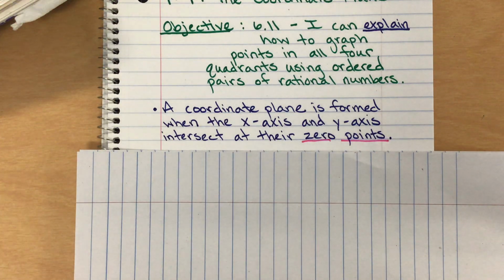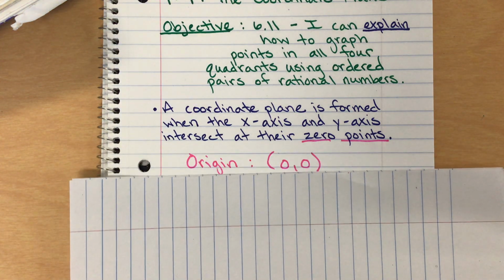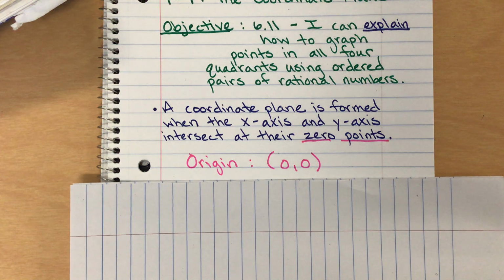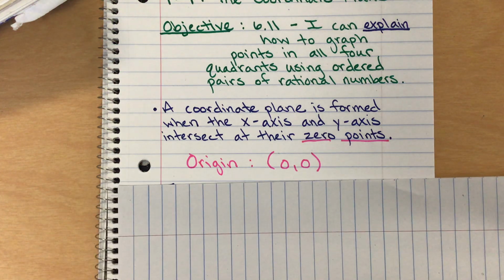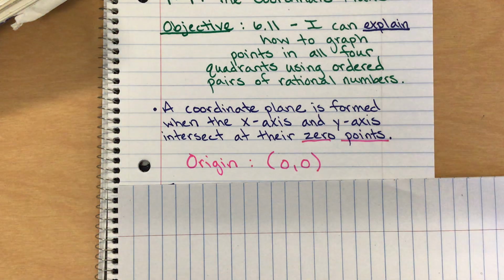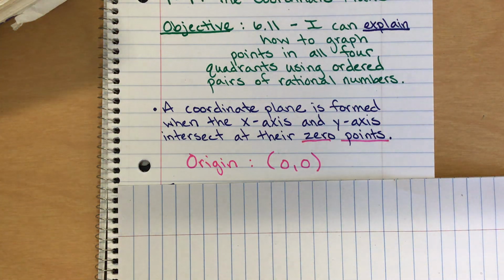So what is a coordinate plane? Well, a coordinate plane is formed when the x-axis and y-axis intersect at their 0 points, meaning they cross at 0. And we call those 0 points our origin. So remember, on a number line, we always start at 0. Well, on a coordinate grid, we're always going to start at 0, which is the origin.